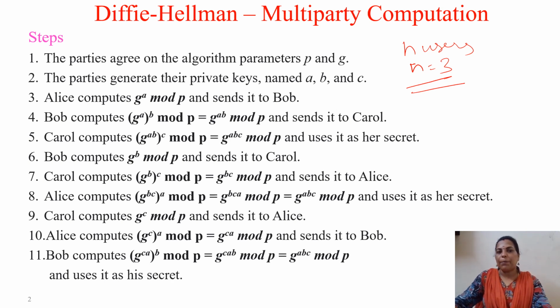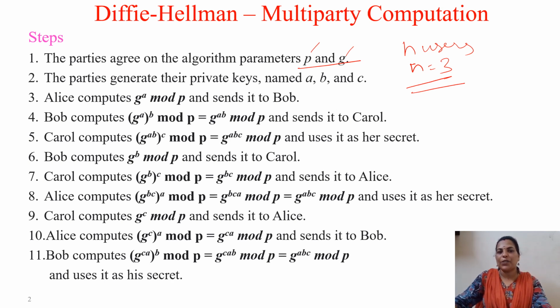So the first step involved is that the parties have to agree on the algorithm parameters P and G. Already in two-party computation we have seen what P and G are. P is a prime number and G is a primitive root of that prime number P. So this is very important. Always we have to choose a prime number and a primitive root of that prime number only.